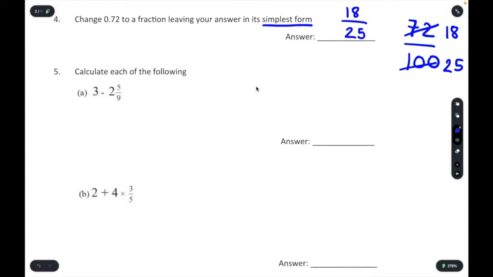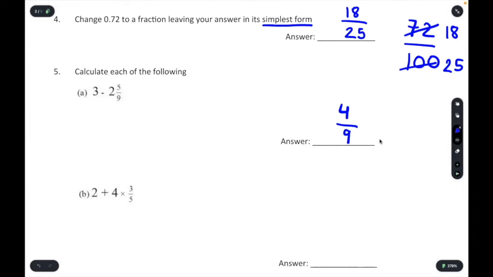Question 5. 3 take away 2 and 5 ninths. Well, 5 ninths is less than a whole. 9 ninths would be a whole. So if we had 2 and then 9 ninths, that would be 3, which we've got on the left. So we're 4 ninths away, because if we add 4 ninths to the 5 ninths we already have, then we've got the whole, which is the next number. So we're only 4 ninths away, and we can just write the answer, therefore, as 4 ninths.